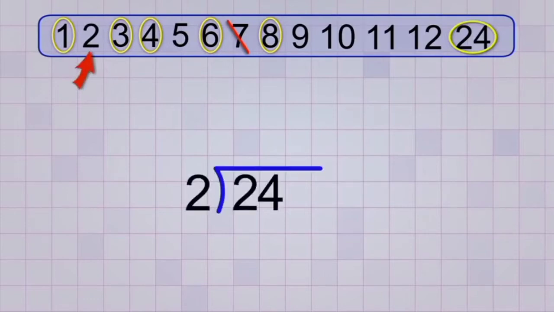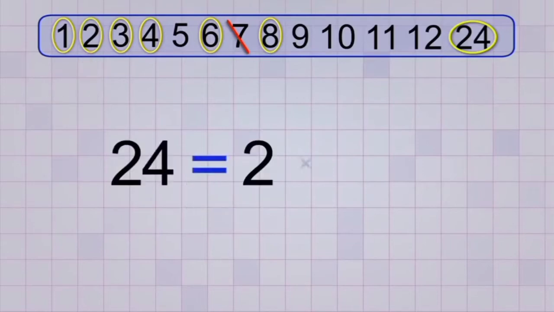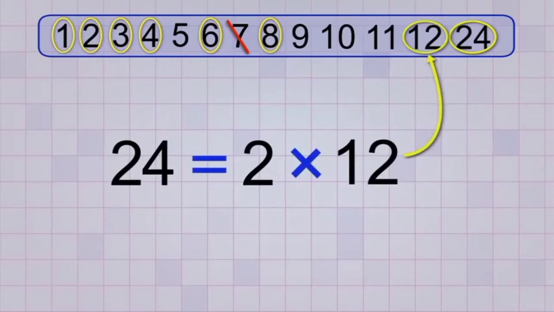If we divide 24 by 2, we get 12. So yes, 2 is a factor because it divided evenly. You can factor 24 into 2 times 12. That means that we can also circle 12 as a factor of 24.